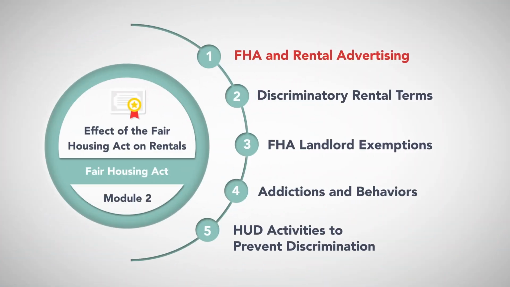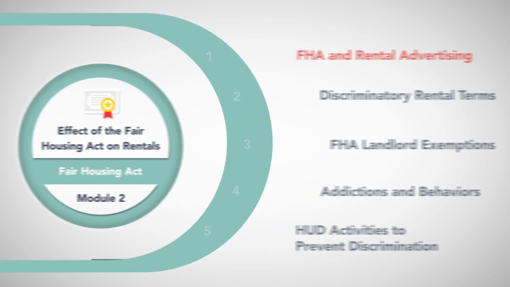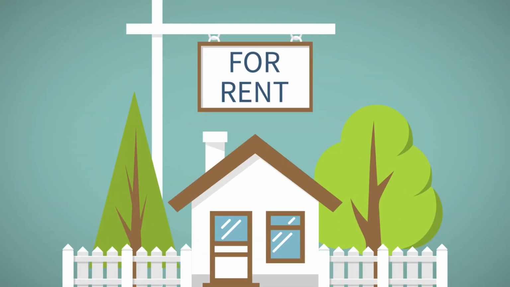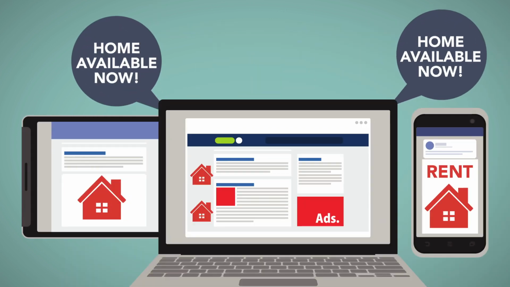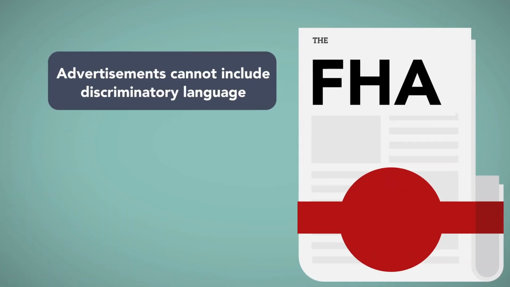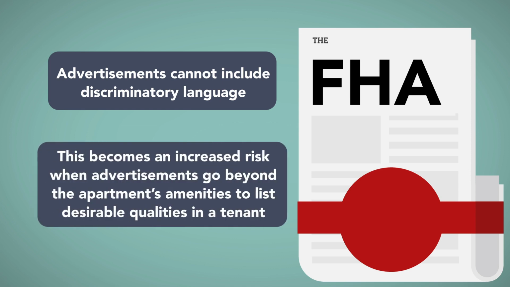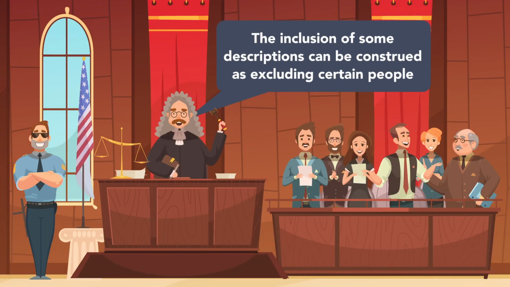FHA and rental advertising. FHA regulations apply from the very outset of a landlord's efforts to rent an available property. Landlords commonly use advertisements to announce the availability of housing and attract potential tenants. Under the FHA, advertisements cannot include discriminatory language. This becomes an increased risk when the advertisements go beyond the apartment's amenities to list desirable qualities in a tenant. Courts have ruled that the inclusion of some descriptions can be construed as excluding certain people.